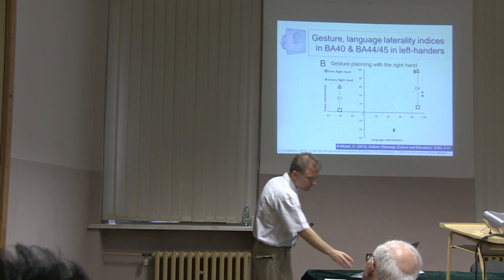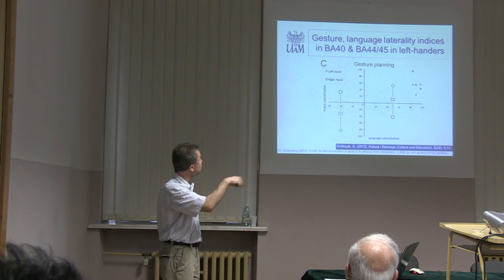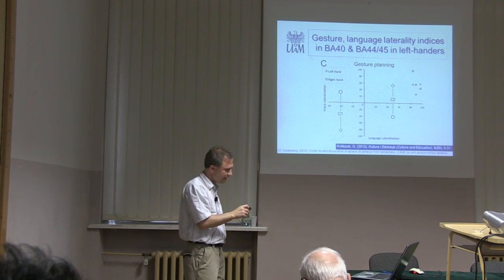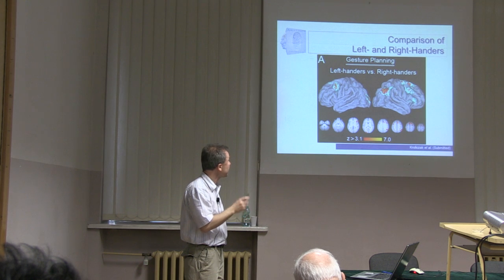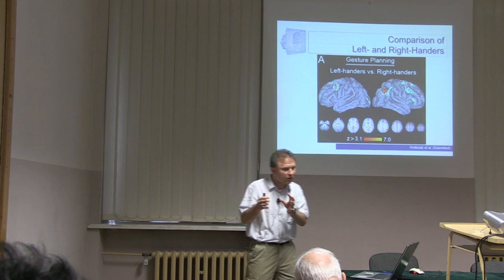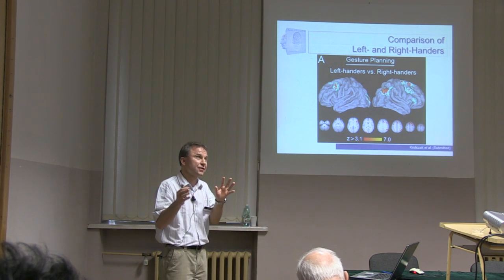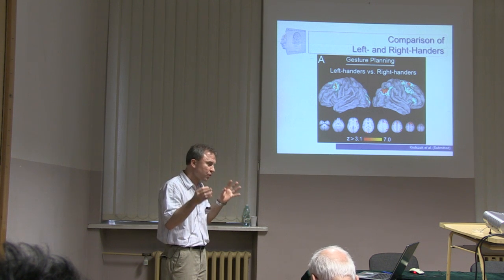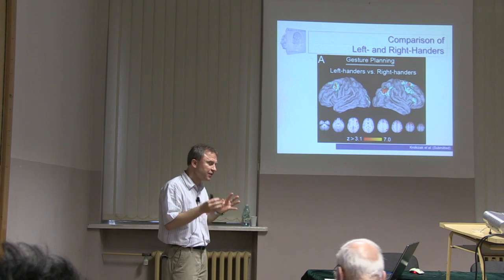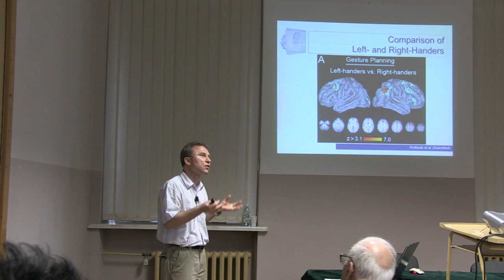Okay, I'll skip the next slide because this is the same data but now shown by hand, and this is not that important. You saw the results for right-handers, for left-handers, and now a direct comparison of right-handers and left-handers. And I would like to emphasize it one more time, that even in left-handers, the planning of both gesture categories did involve the left hemisphere.